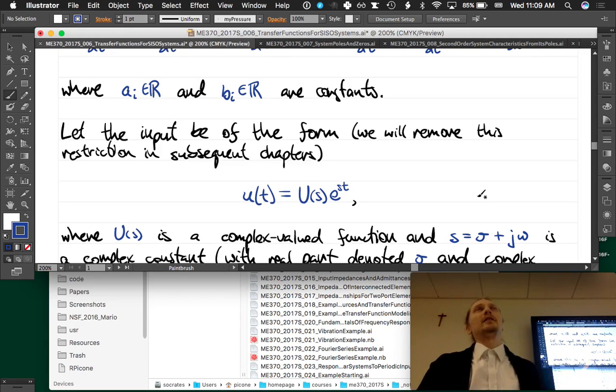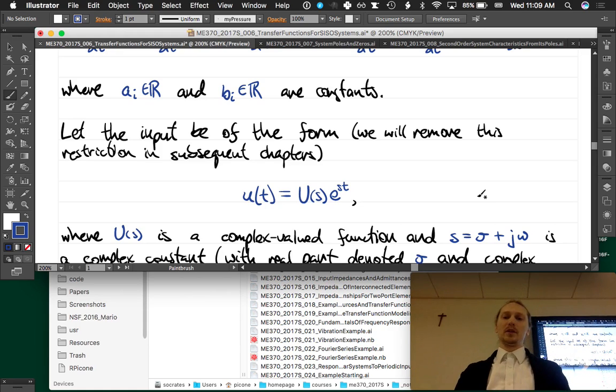In subsequent lectures, we'll discover that the Laplace transform can also be used to define a transfer function, but it's kind of easier to define it this way first, and we can do a lot of things with exponential inputs, so we'll start with that, okay?